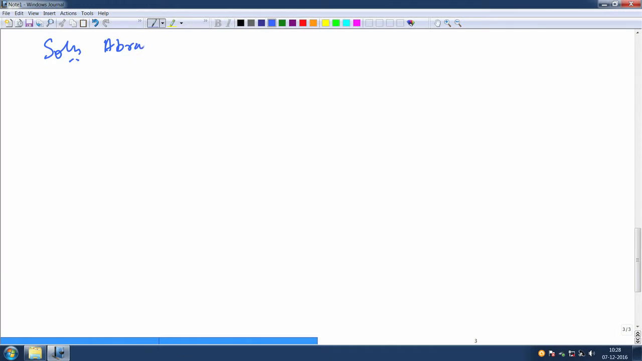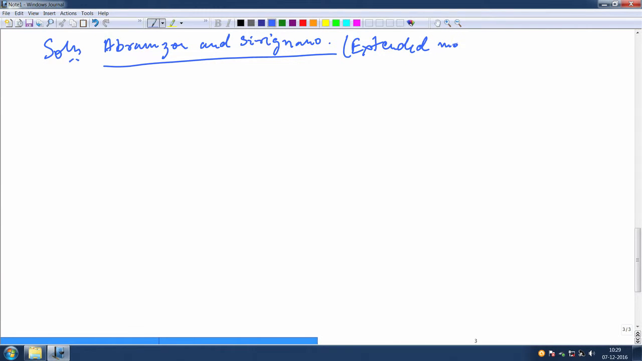So, let us look at the solution process that was suggested by Abramson and Sirignano. Professor Sirignano is basically the pioneer in anything related to droplet evaporation, combustion and things like that, both from the modeling as well as the experimental perspective. Now, if we look at the extended model, how is it actually solved?